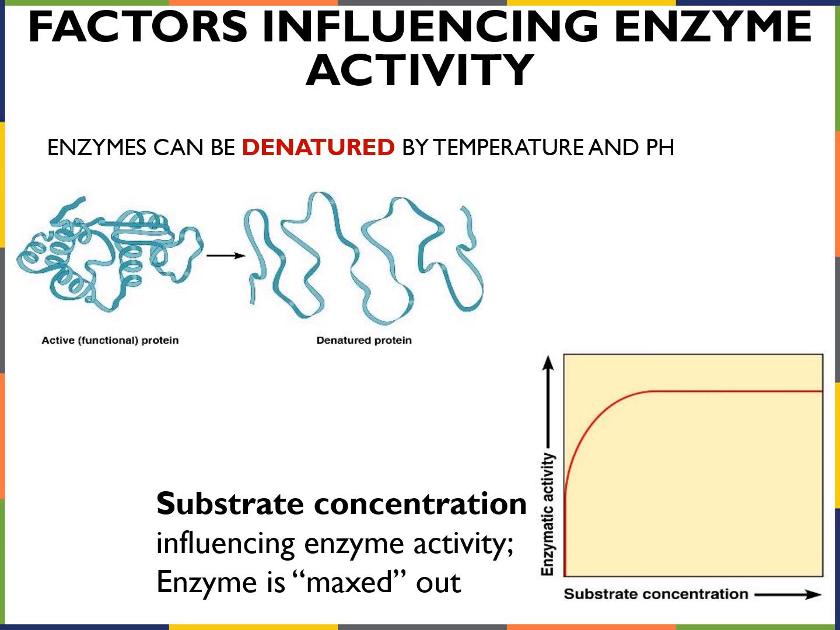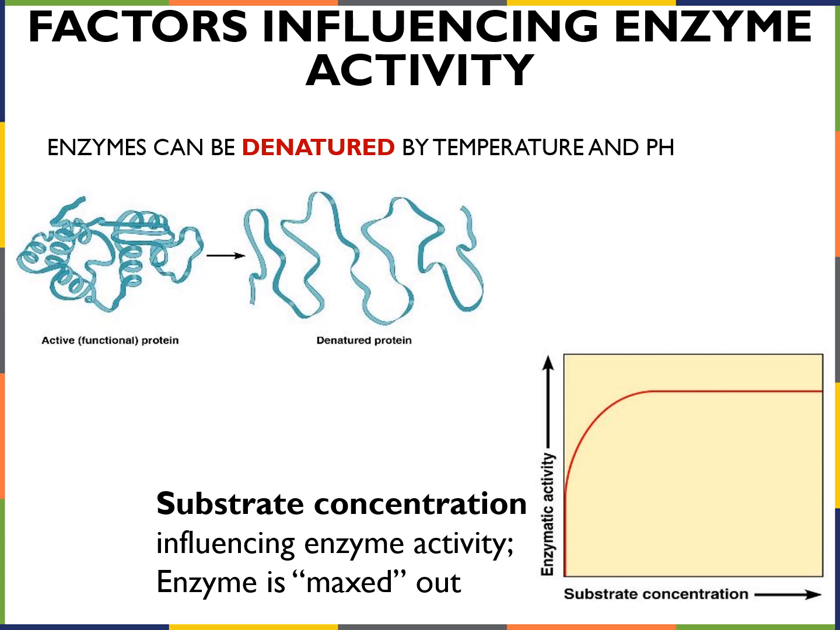Okay, let's look at the substrate concentration in the bottom right corner. I also said that on your next exam, there is going to be a picture very similar to this one, and I'm going to ask you what's going on in this picture. All right, so this picture is talking about substrate concentration and how the enzyme is maxed out. It's basically asking why the red line plateaus, why does it flatten out?